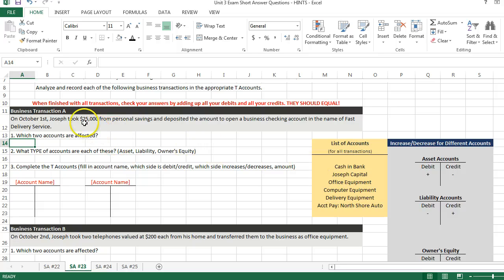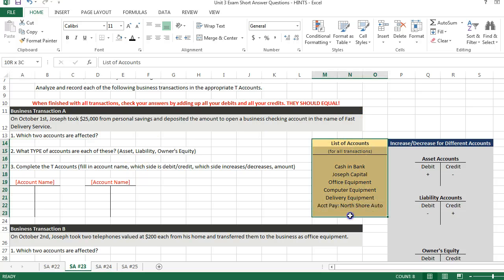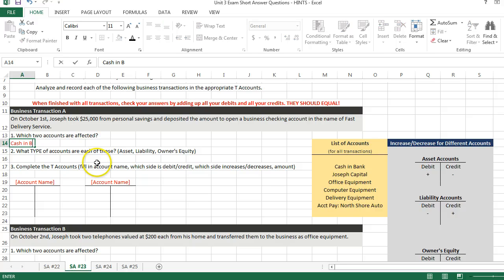So we know that $25,000 is being put towards the business in a bank account. It says he's opening a checking account, so as we look over here to our list of accounts, you're only going to want to use the names of these different accounts under your list of accounts. So we know cash in bank is being affected, and whenever we start a business or make that investment of money, that's also going to affect our owner's equity account, which is our capital account. And for this business, it's called Joseph Capital. So those are the two accounts that are going to be affected by this first transaction.